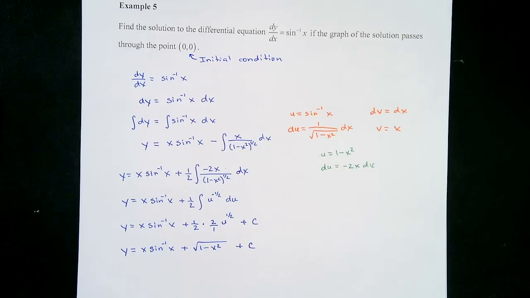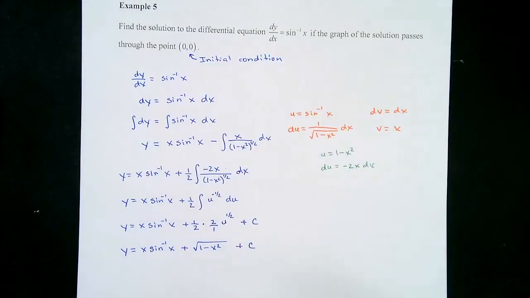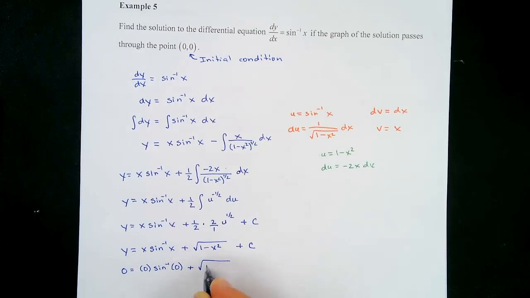Okay, so now we got to use this initial condition, right? So we want to find the solution of the graph that passes through this point 0, 0. So we got to figure out this constant that causes that to happen. So the initial condition is 0, 0. Well, that means everywhere you see an x, you're going to replace it with 0. Everywhere you see a y, you're going to replace that with 0. So this would be 0 is equal to 0 times sine inverse of 0 plus the square root of 1 minus 0 squared plus your constant c.